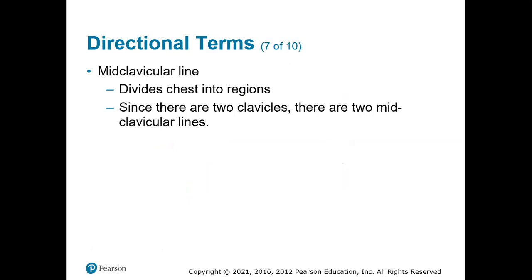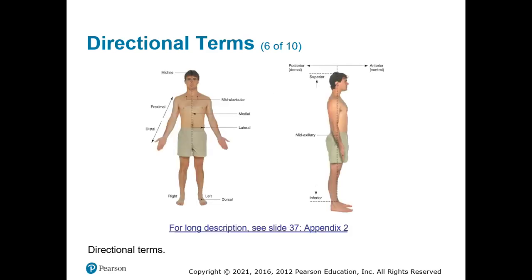The midclavicular line divides the chest into two regions, and there are two clavicles, so there are two midclavicular lines. If you look back on this diagram, you can see toward the chest the clavicles, and that's the midclavicular line. That is going to be important in future chapters when we talk about cardiology and some other landmarks.